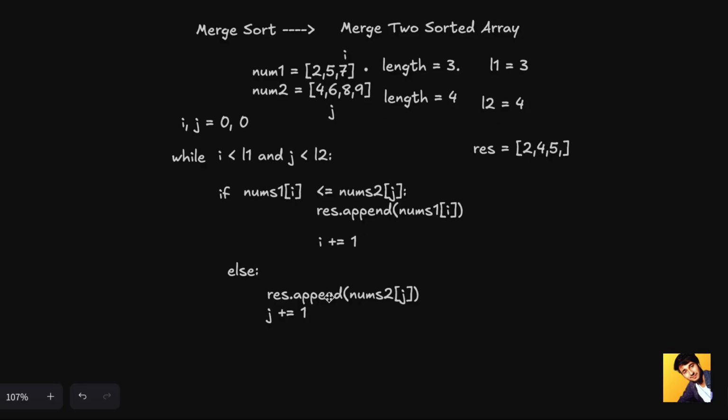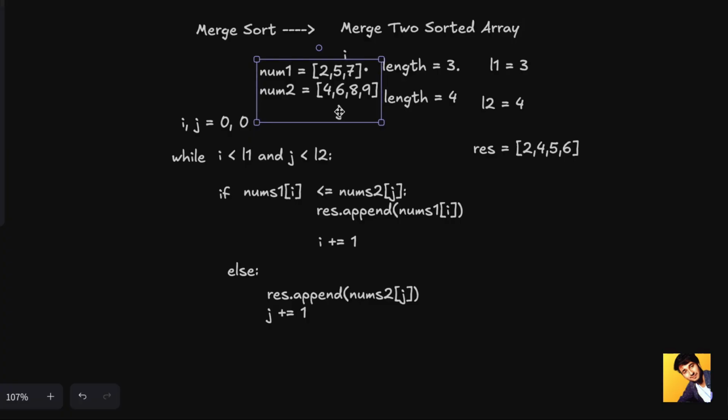Now which condition will be true? Yes, you are right, this condition will be true. So nums2 of j, what is this? Is 6. This one we should include it here, right? Okay, now this j we are incrementing, it is in 8.